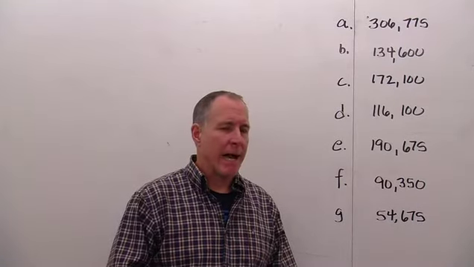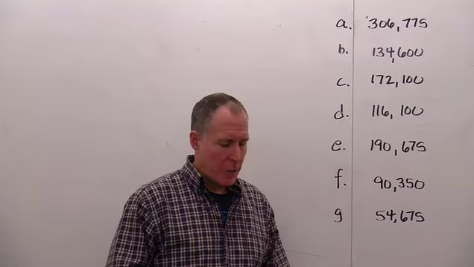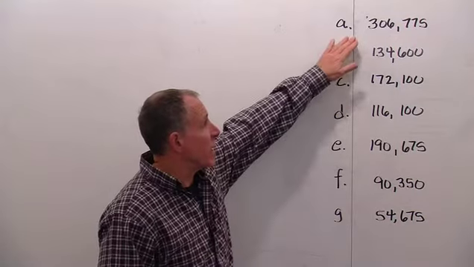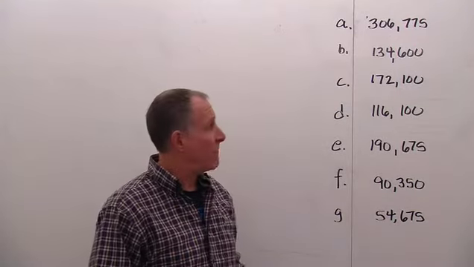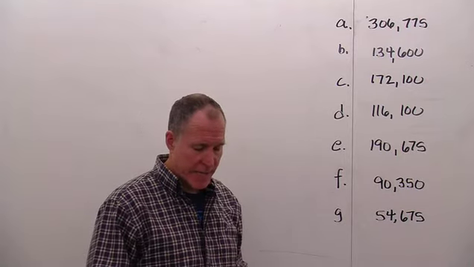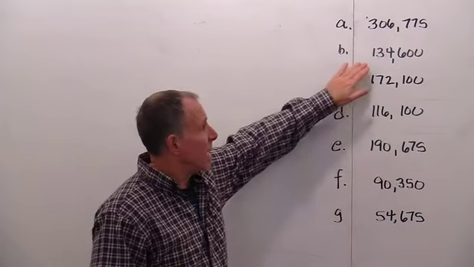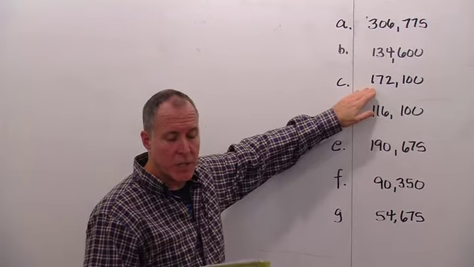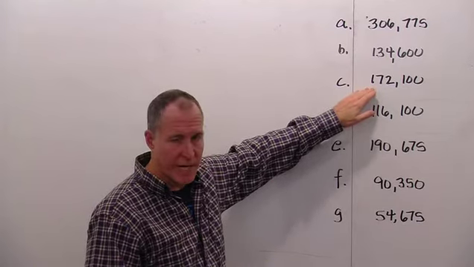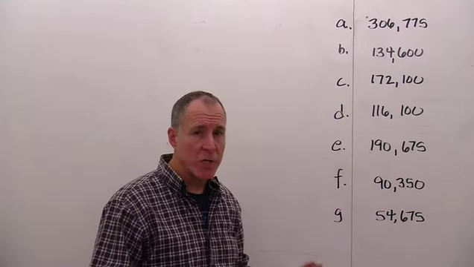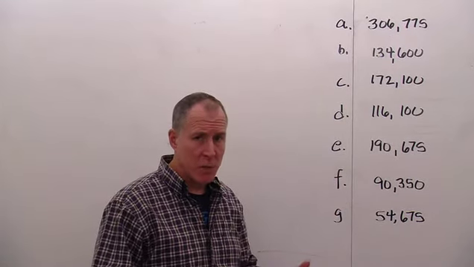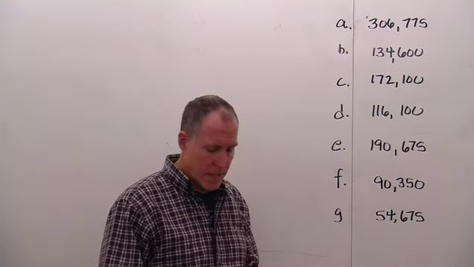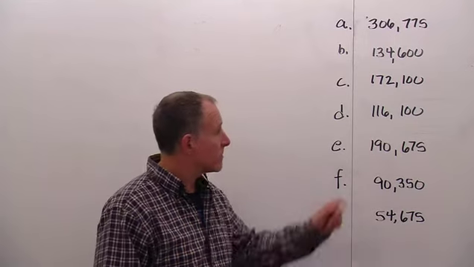Okay, we are back. I have written the answers on the board here. You will see that in A, which is the net sales, that comes out to $306,775. In B, I've asked you to calculate out the net cost of purchases, $134,600. In C, the cost of the goods available for sale. This is the total cost of the items we could sell. We didn't sell them, but this is the total cost that we could. $172,100.